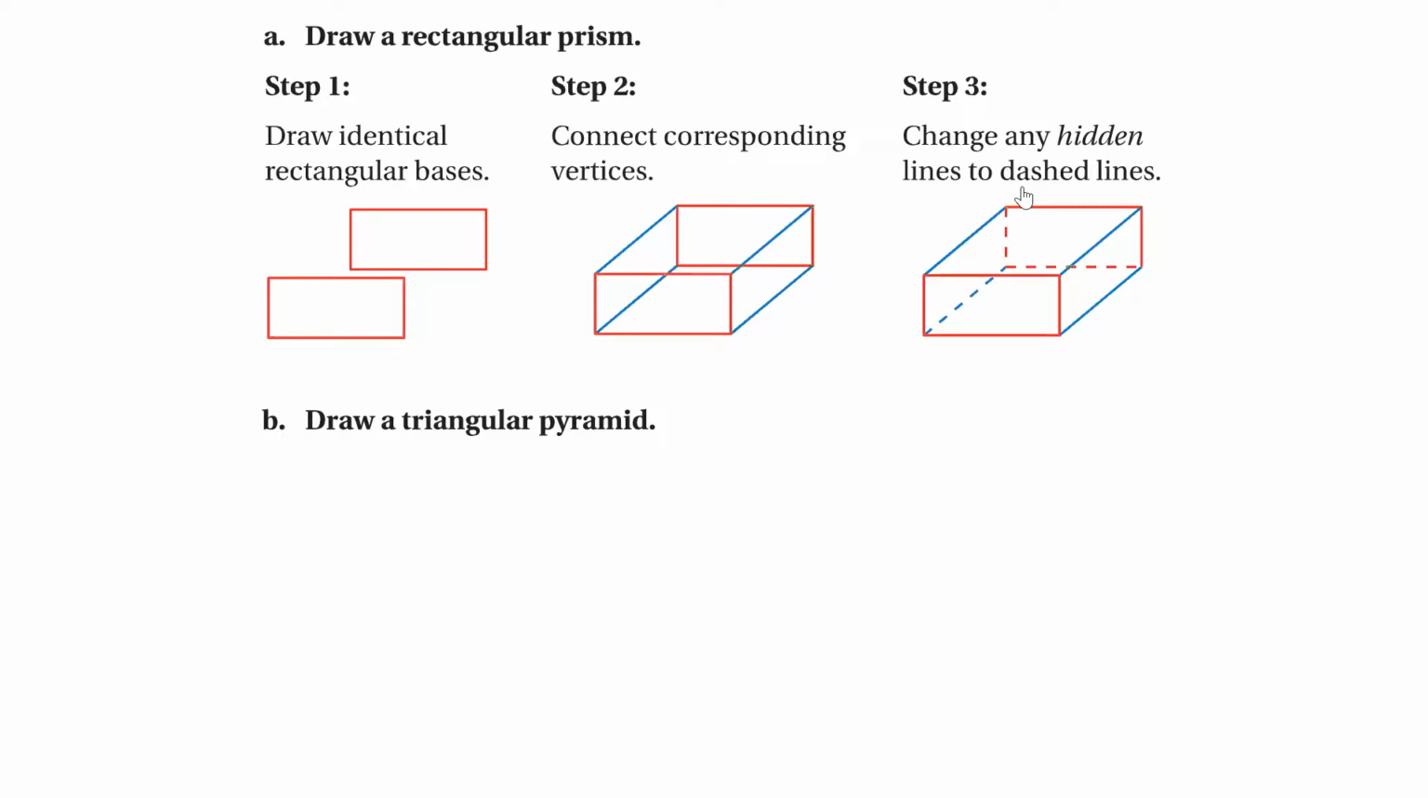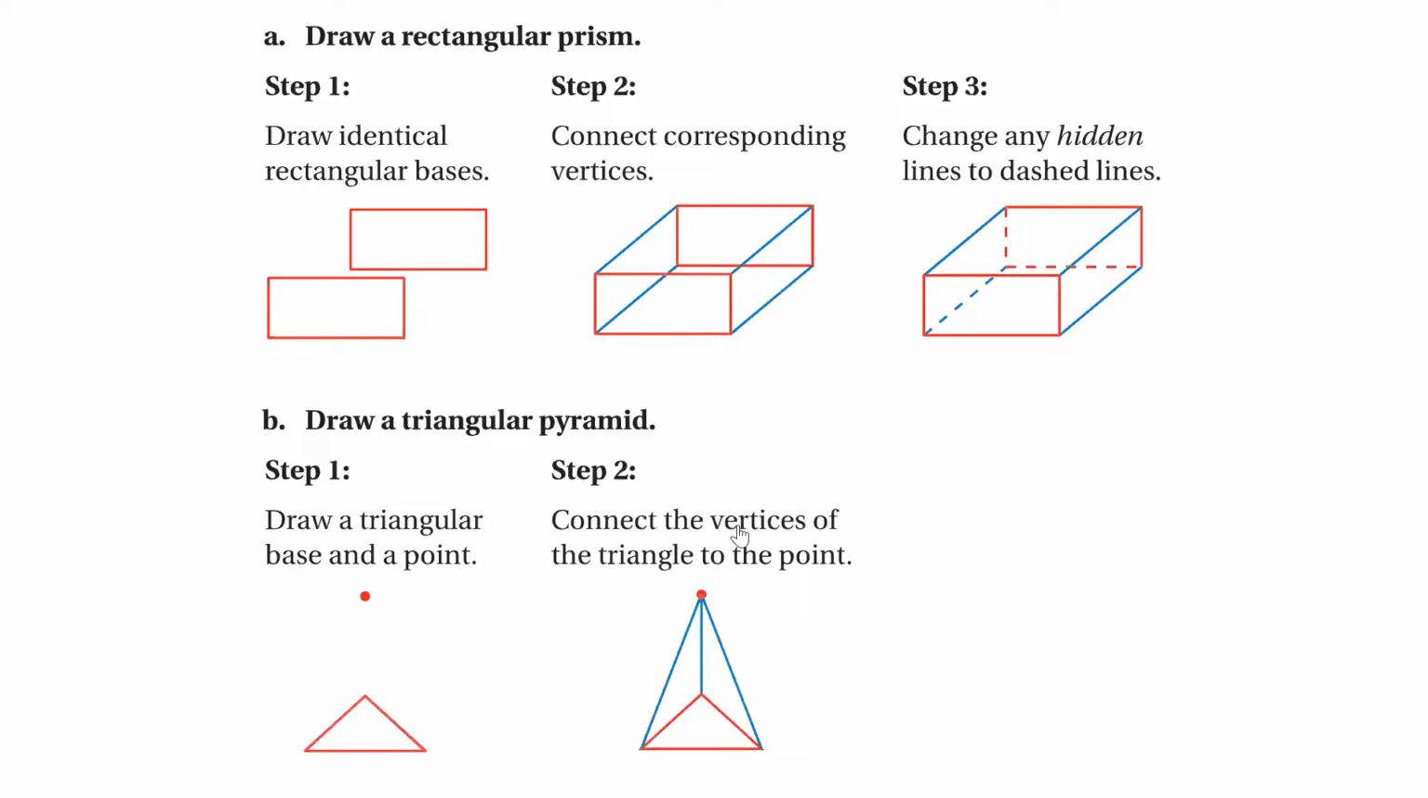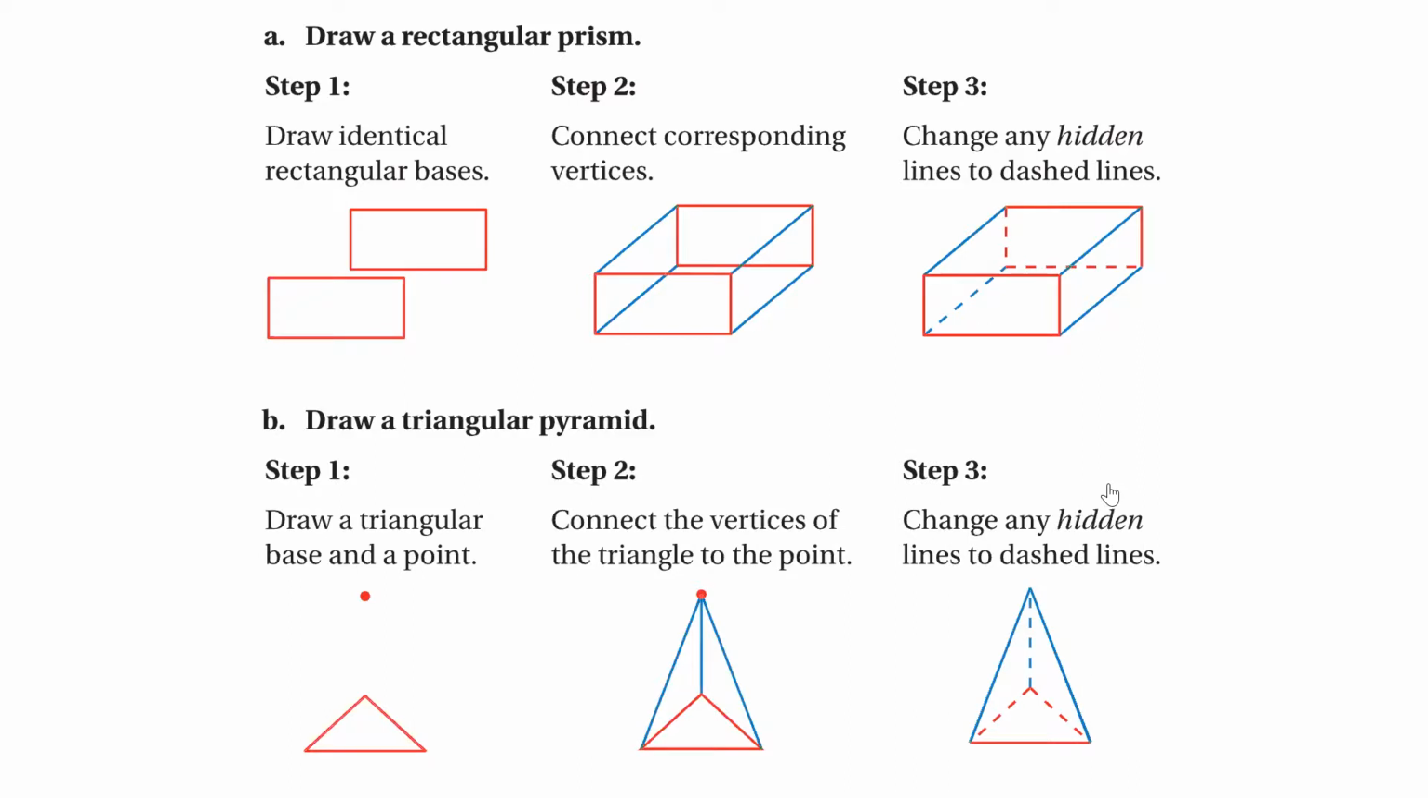And then letter B, draw a triangular pyramid. Step 1, draw a triangular base and a point. Step 2, connect the vertices of the triangle to the point. Step 3, change any hidden lines to dashed lines. And again, you can do that using a pencil and eraser.